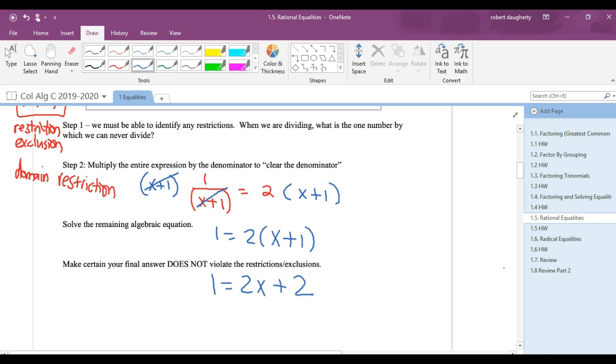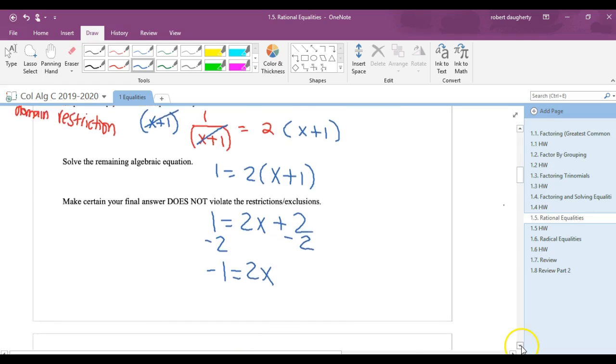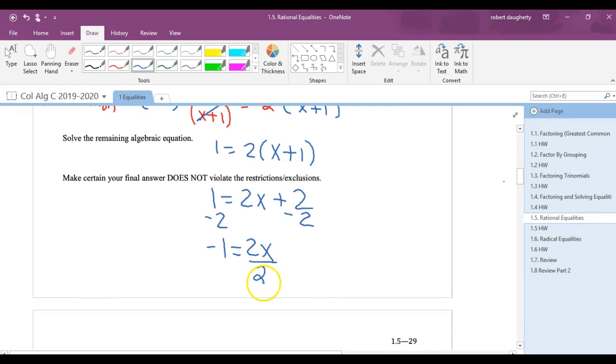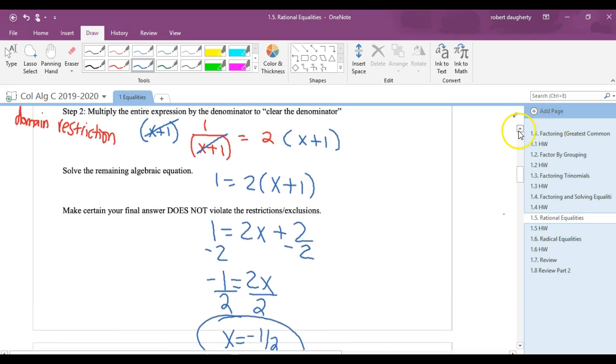And then what do I do? I subtract 2 from both sides. So I get negative 1 equals 2x. And then what do I do? I divide everything by 2. So I get x is equal to what? Negative 1/2. Now, you got to be in the habit of always checking what was the number x could not be equal to.